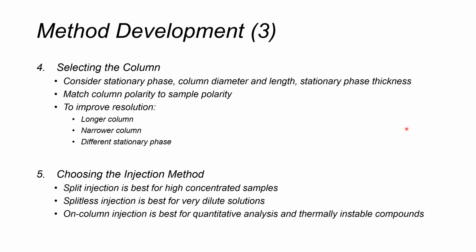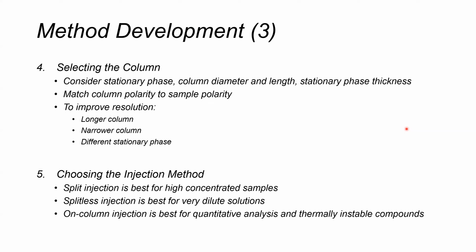Then selecting the column, we want to consider the stationary phase, the column diameter and length, and the stationary phase thickness, because we want to match that to how we can improve the resolution. We want to match the column polarity to the sample polarity. So if the analyte we're interested in is polar, the column should also be polar, and so on. To improve resolution, remember that we can have a longer column, a narrower column, or a different stationary phase, but longer and narrower columns both increase the elution time and so will reduce the throughput of our instrument.